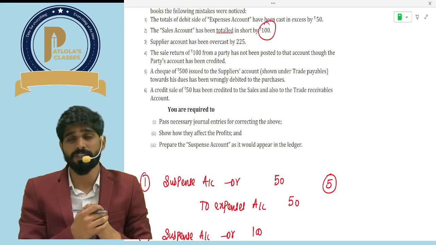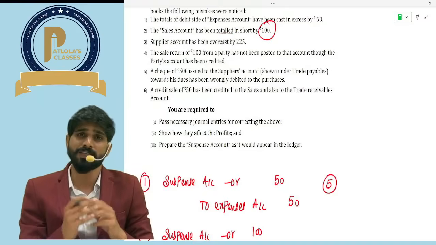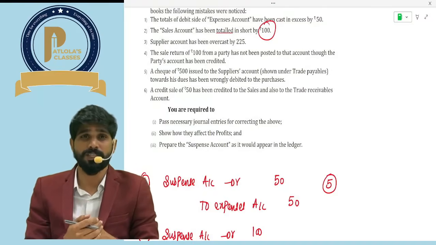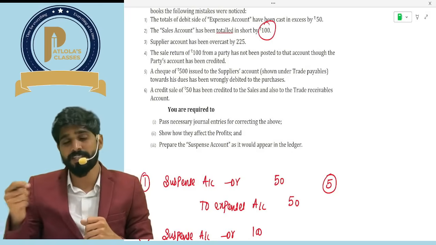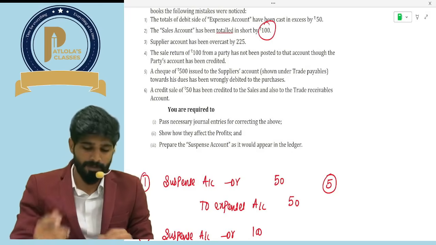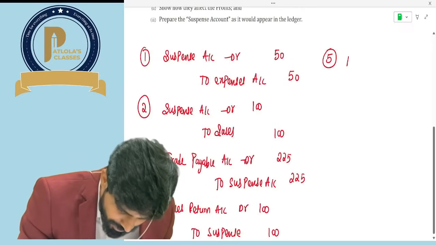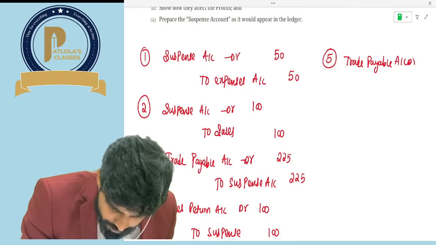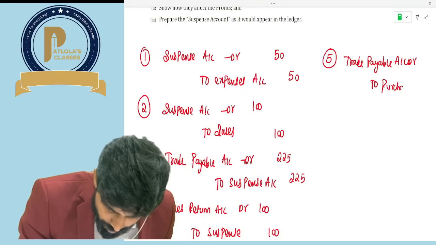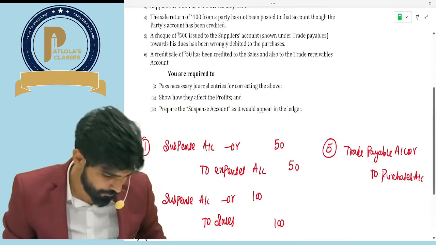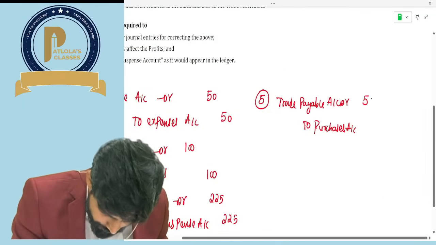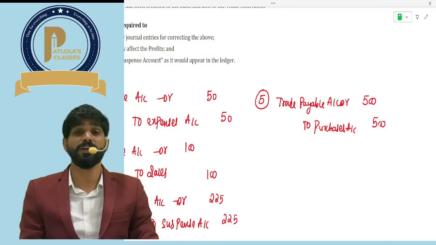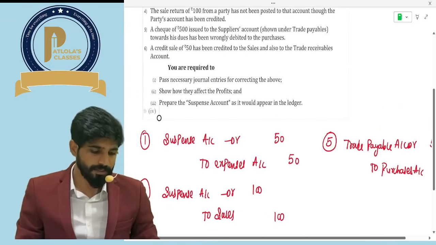So now the rectification entry there will not be anything called as suspense. Which account should have been debited is trade payable, but which account is debited is purchases. Purchases will be cancelled by crediting and trade payable account will be debited. So the rectification entry will be trade payable account debit to purchases account. How much is the amount? Amount is 500. There won't be anything called as suspense because they have debited but to a wrong account. Next, please come to the last one.